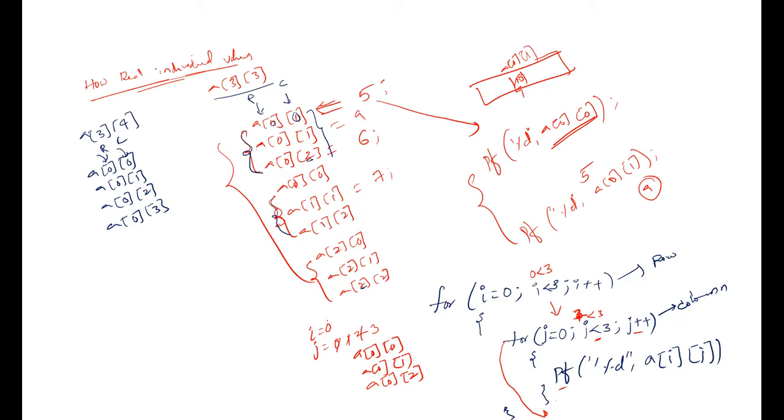Next, i plus plus, the i value becomes 1. Now again, 1 less than 3, yes it is. Again, j starts from 0. So 0 is less than 3. Again, here 1, 0. Next, here 1, 1. Like that, it goes on. This is how we implement and write it. First, writing the logic directly.